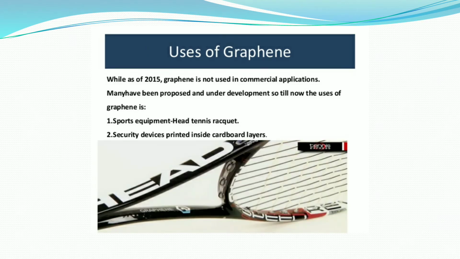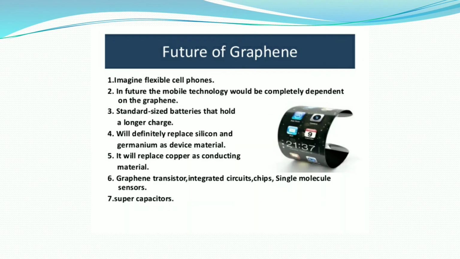Uses: while as of 2015 graphene is not used in a commercial application, many have been proposed and are under development. So till now the uses of graphene are different. First, it is used in sport equipment, the Head tennis racket, and in security devices printed inside a cardboard layer. It has some features of graphene.